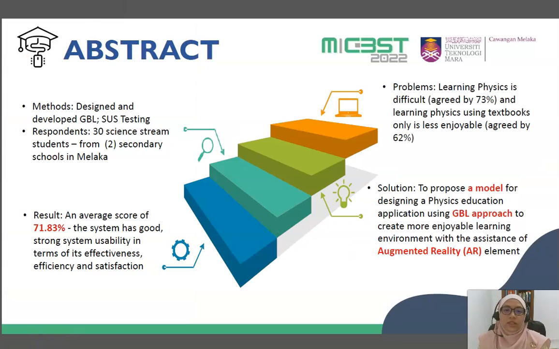The abstract of the study summarizes four main key points. First, from the preliminary study conducted with the targeted respondents, which in this study are science stream students, it was highlighted that learning physics is difficult, which is agreed by 73%, and learning physics using textbooks only is less enjoyable, which is agreed by 62% of the respondents.